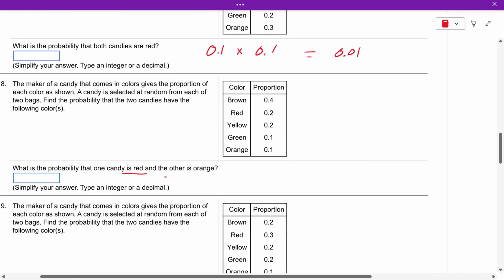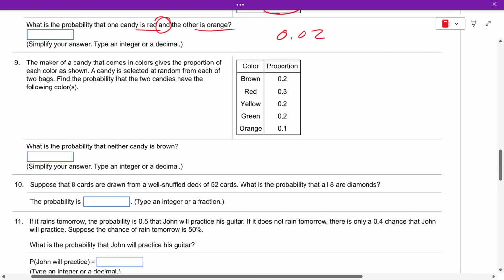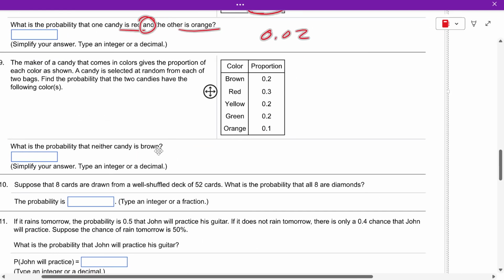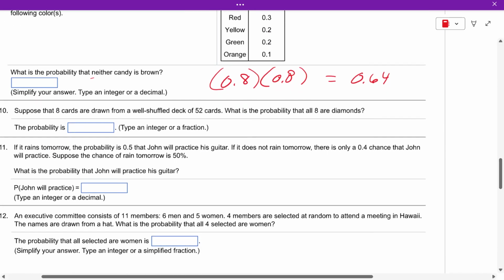Okay, one red and the other orange. You take red times orange. So it's 0.02. What's the probability that neither candy is brown? If brown is 0.2, not brown is 0.8. So you get 0.8 for your first draw, and it says neither candy is brown, so you have to draw again. And so you're going to draw another 0.8, which is 0.64. Probability that neither is brown.